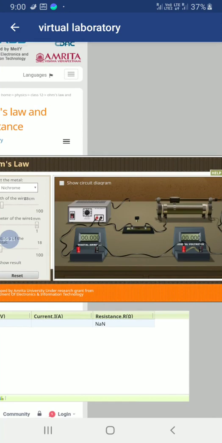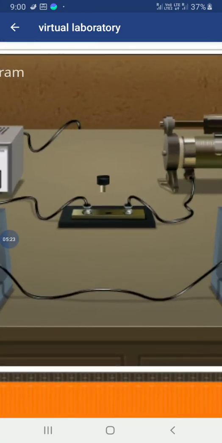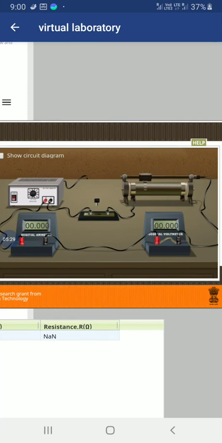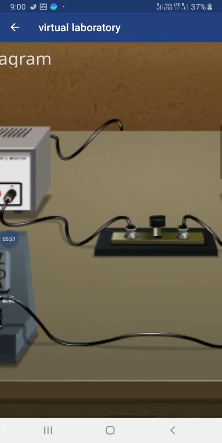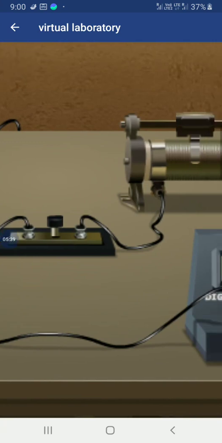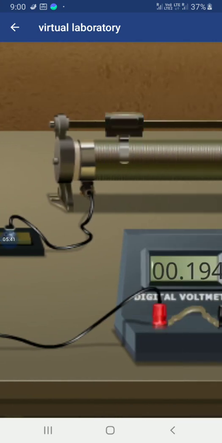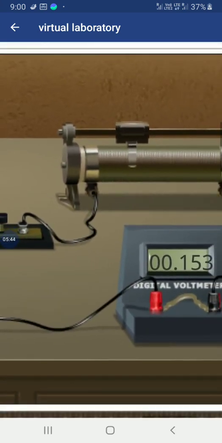Okay, now here you can see the key is in open mode, which means the switch is off. So I have to connect the switch, which means the switch should be on. Now you can see the circuit is closed. Here you can see the battery is connected. Across the battery, the key is on, and the rheostat. Here you can see the rheostat. This button you can move.